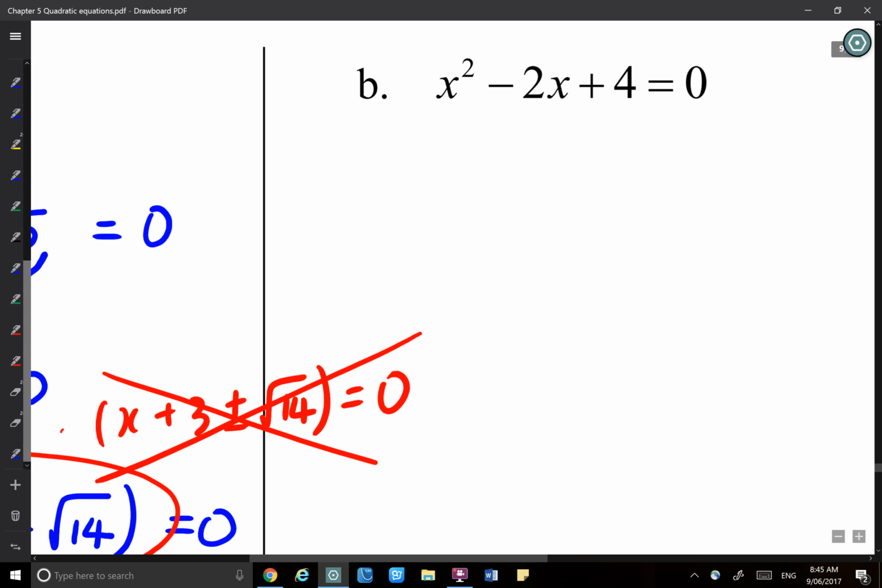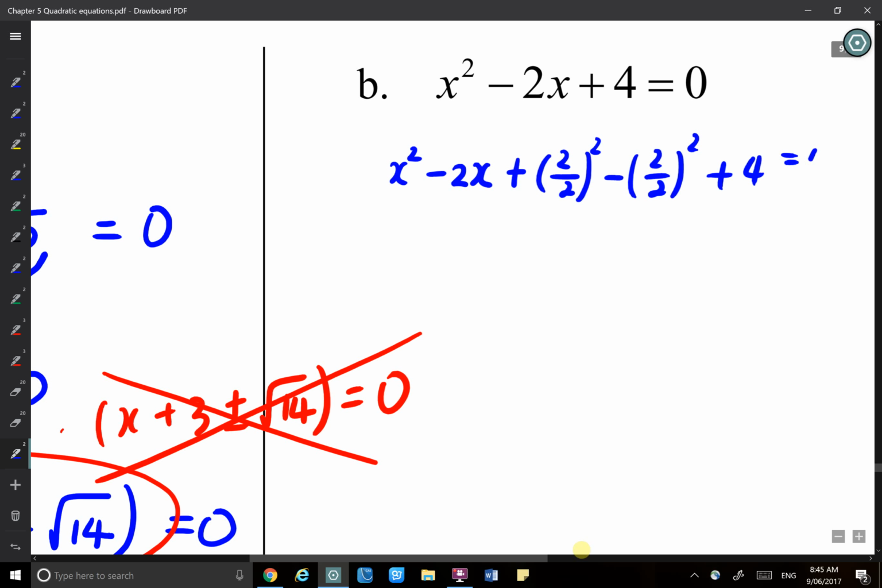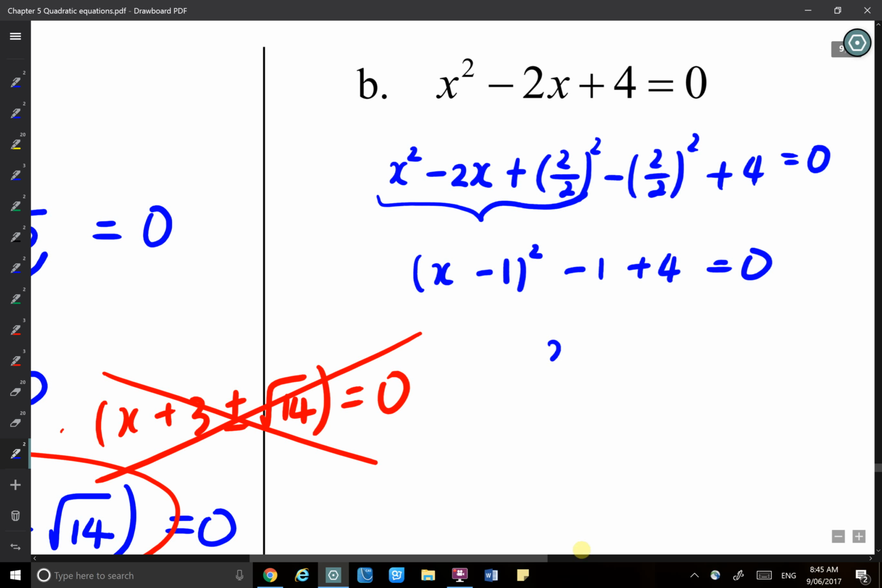B. x squared minus 2x plus 4 equals 0. So 4 cannot make a negative 2. Positive 4 cannot make a negative 2. So what I'll have is x squared minus 2x plus 2 over 2 squared minus 2 over 2 squared plus 4 equals 0. The first three terms give x minus 1 squared, minus 1 plus 4 equals 0. So x minus 1 squared plus 3 equals 0.